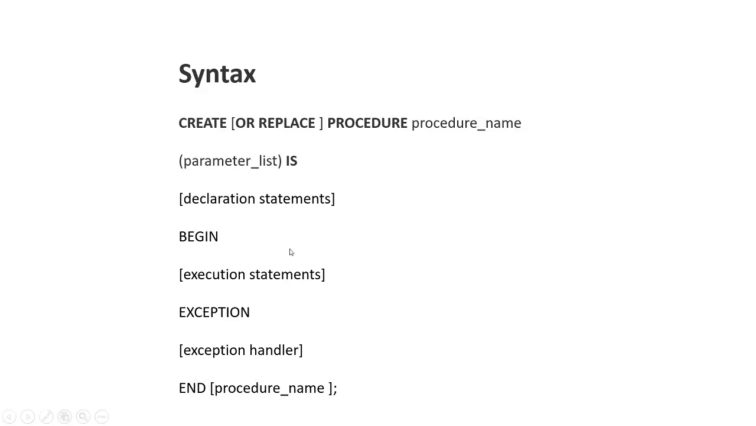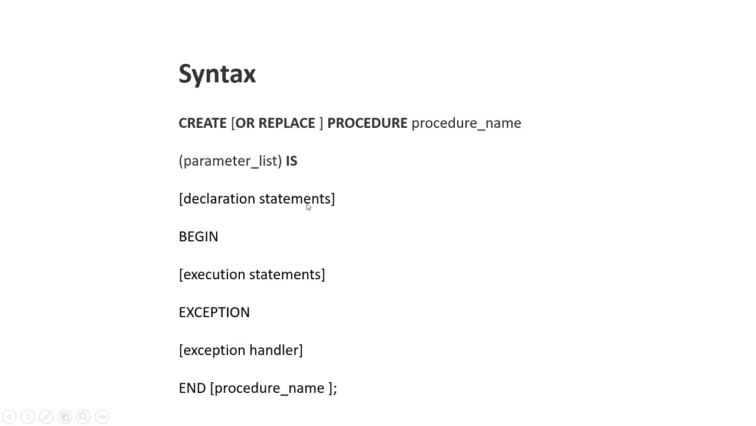So this is the header and this is the body. So you can see the syntax here: create or replace procedure, procedure name. We're going to name the block, that is, we're going to name the procedure. Set some parameters, depends on the requirement, right? And you're going to write some declaration statements, if they exist.